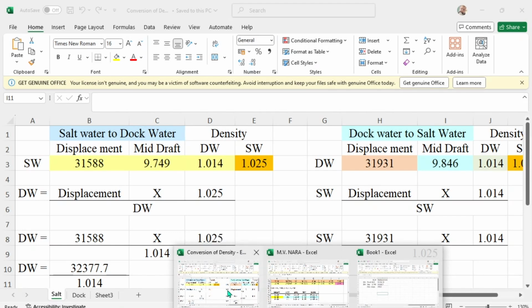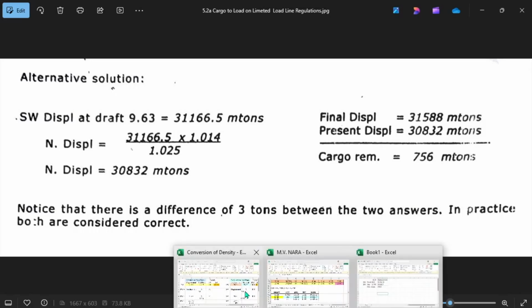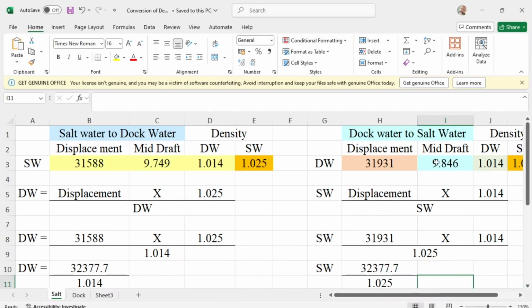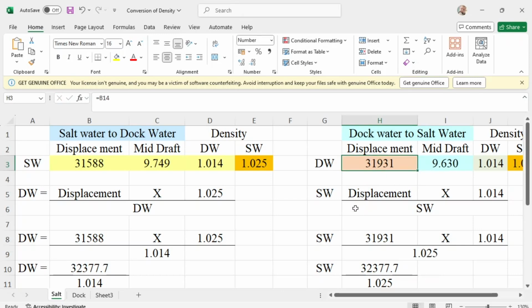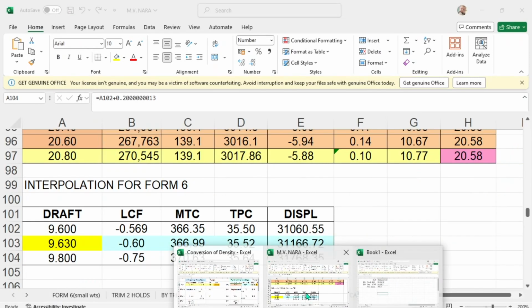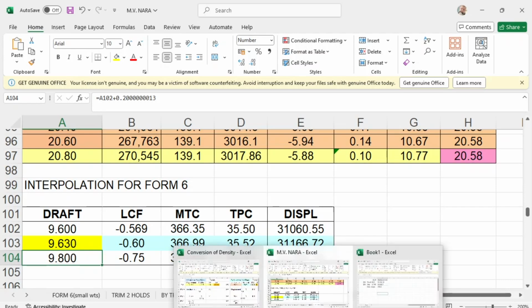What is 63? 63 of, okay, this one. Sorry, guys. This is 9.63, and this dock water will be 9.63. How did you get this one? This will be because, okay, I will show you guys.